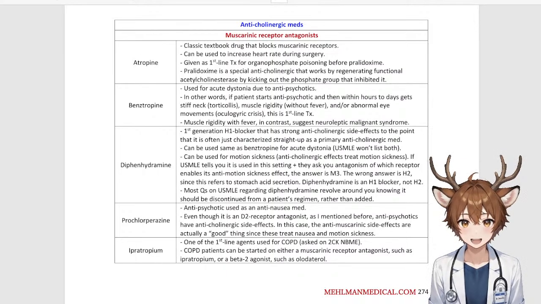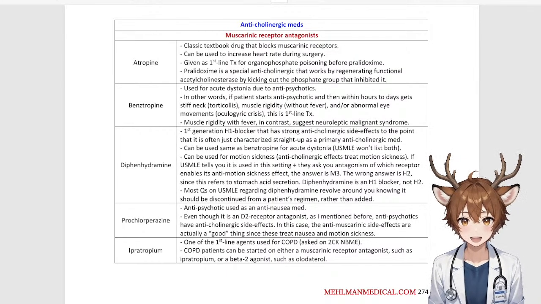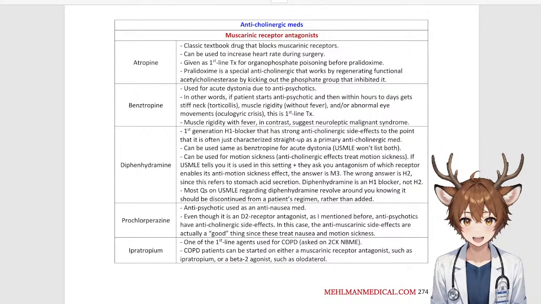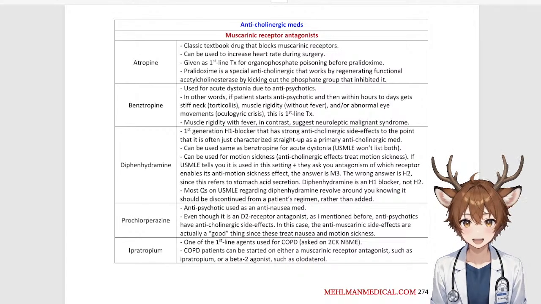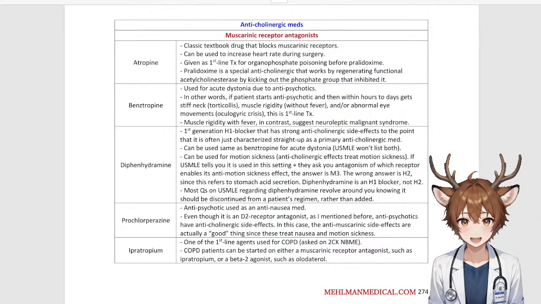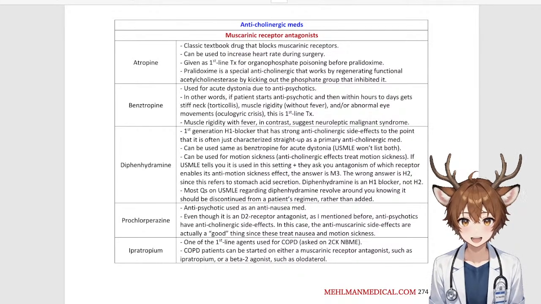What about anticholinergic medications? Muscarinic receptor antagonists. Atropine, classic textbook drug that is used to block muscarinic receptors, can be used to increase heart rate during surgery, given as a first-line treatment for organophosphate poisoning before pralidoxime. Pralidoxime is a special anticholinergic that works by regenerating functional acetylcholinesterase by kicking out the phosphate group that inhibits it.